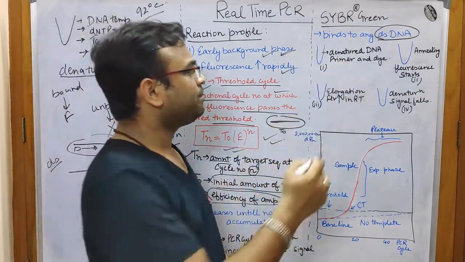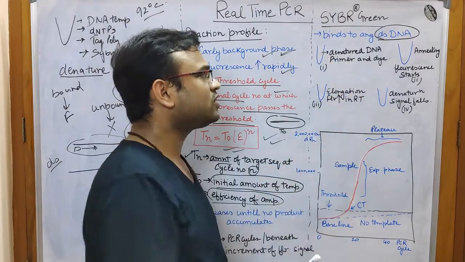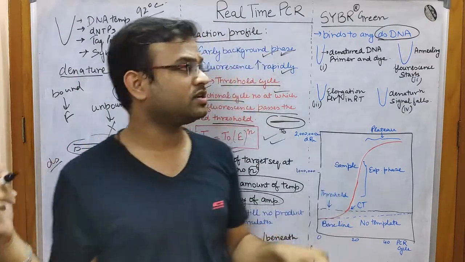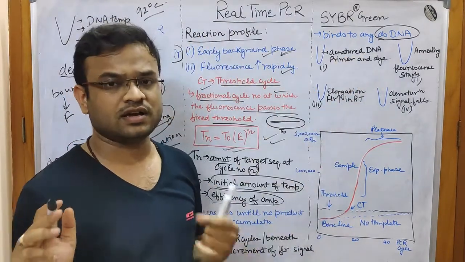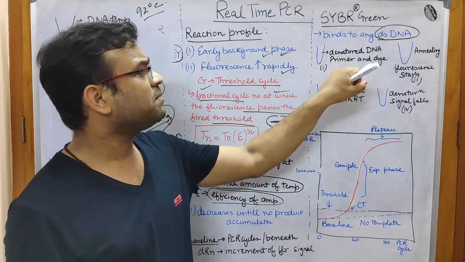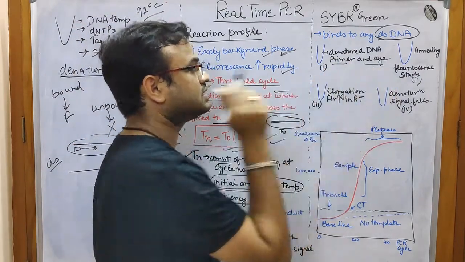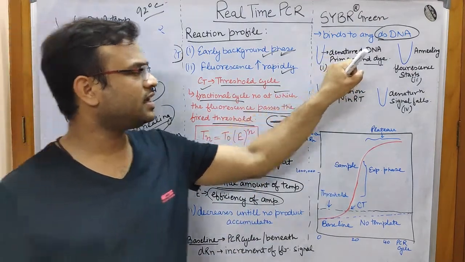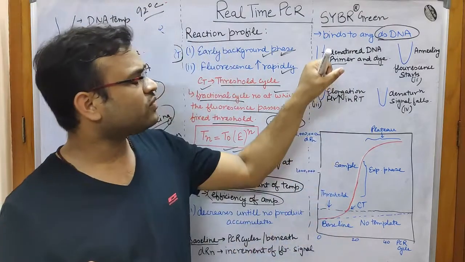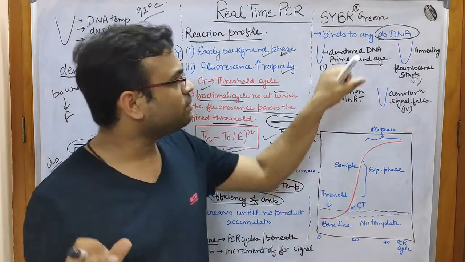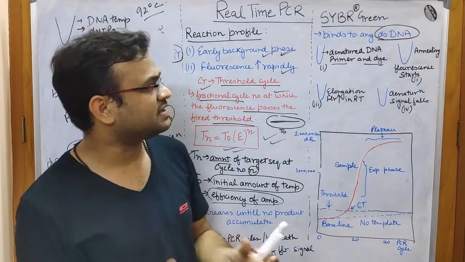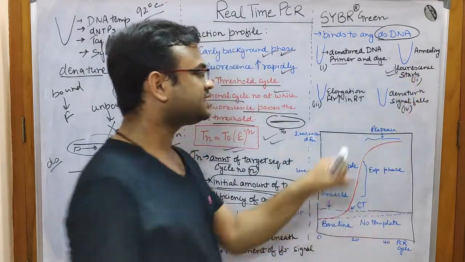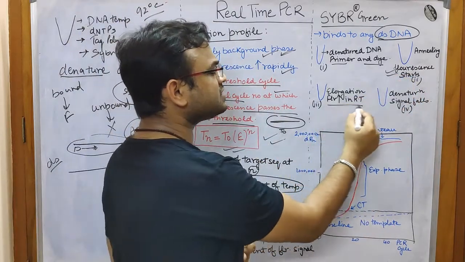Fine. Now, denatured. In the first case, the DNA has been denatured, as I've already told you in this portion. Denatured DNA plus primer plus the dye is present. Because the DNA here is denatured, the SYBR Green won't be able to bind here, and the fluorescence would be very less. Next, annealing phase, the fluorescence starts. Next, elongation phase, the fluorescence increases rapidly in real time.